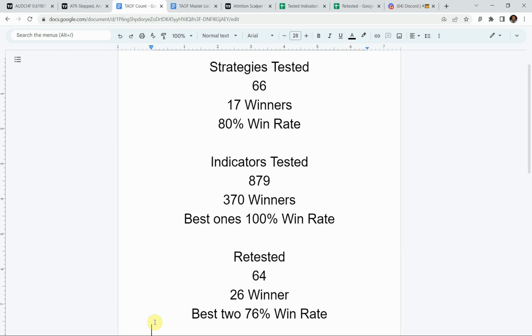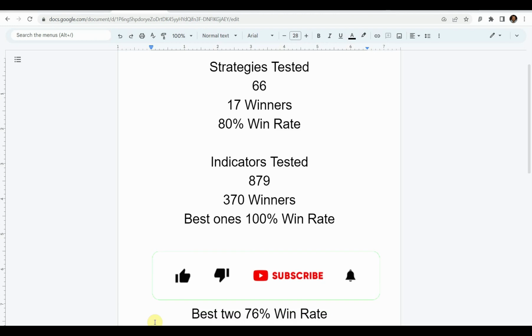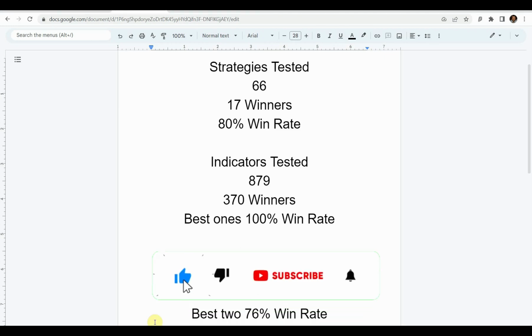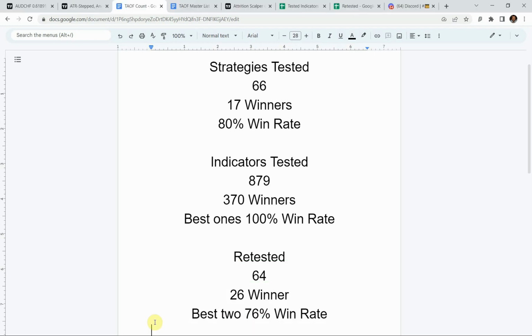We have also tested a total of 879 indicators, with 370 of them being winners. The best ones were able to achieve a 100% win rate. Now you need to go back and watch those videos to understand the context of how they were able to achieve that. So go back and watch those videos and see what you can get out of those winning indicators. We've also retested in the advanced testing 64 of the winning indicators. 26 of them have been able to maintain the winning status, the best at a 76% win rate. Now keep in mind that we test most of these strategies and indicators on the Forex and crypto market, but they can be applied to just about any market and time frame universally.